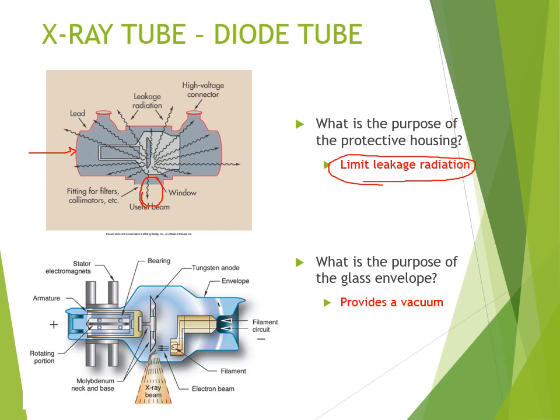So what is the purpose of the glass envelope? Well, the glass envelope is in the diagram down here. That's the glass envelope, and the purpose is to provide a vacuum. We don't want any air inside the X-ray tube.